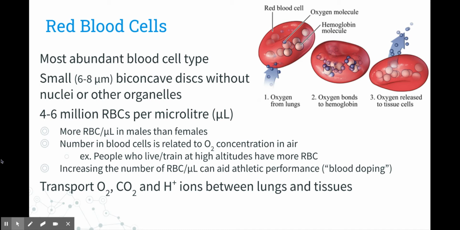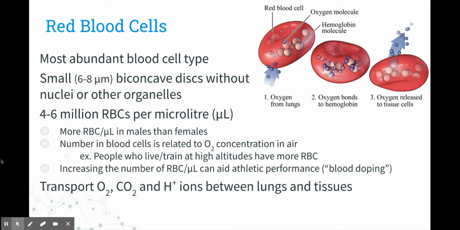There are between 4 and 6 million red blood cells per microliter, so they are very common in our blood. Males typically have more red blood cells than females do, and the number of red blood cells we find in our blood is related to the oxygen concentration in the air. So people who live or athletes who train at high altitudes often have a higher count of red blood cells.